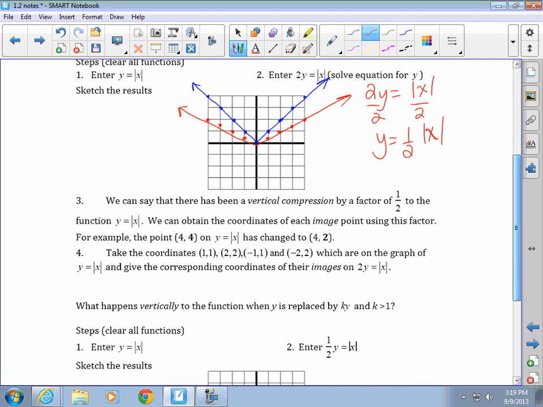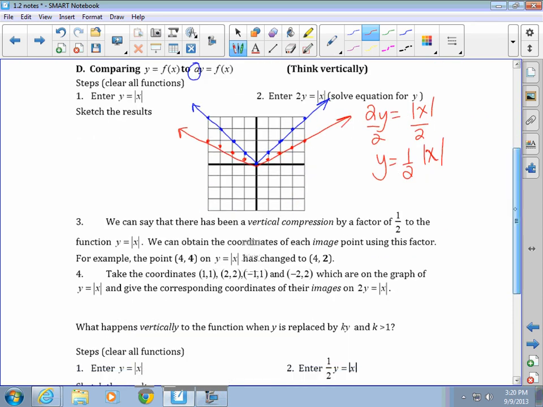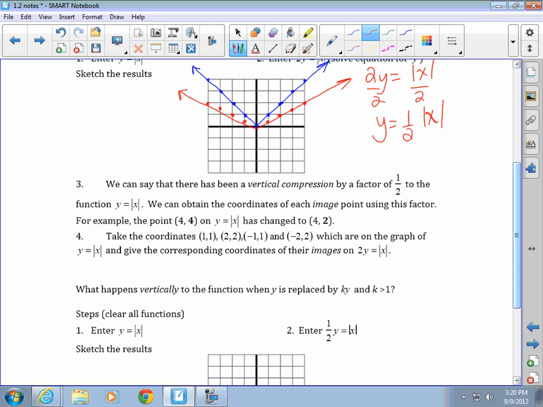This means the same as that. Divide by 2, multiply 1/2. Same thing. Okay, so it says in number 3 here, we can say that there's been a vertical compression by a factor of 1/2 to the function y equals square root of x. And what you're going to find is they interchange the words. A horizontal compression is the same as a vertical expansion, and a horizontal stretch is the same as a vertical compression. They interchange them always.